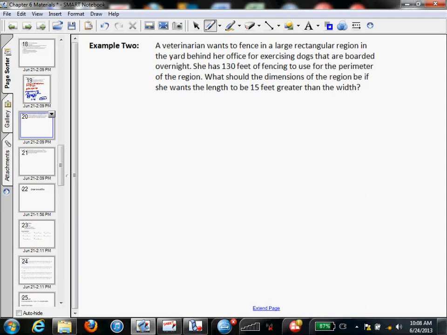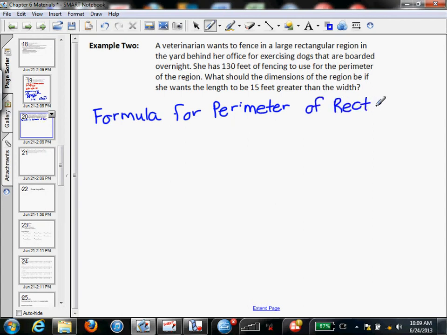Okay, so first we need some basic knowledge. What is the formula for the perimeter of a rectangle? Well, that's going to look like P equals 2L plus 2W, where L is the length and W is the width.